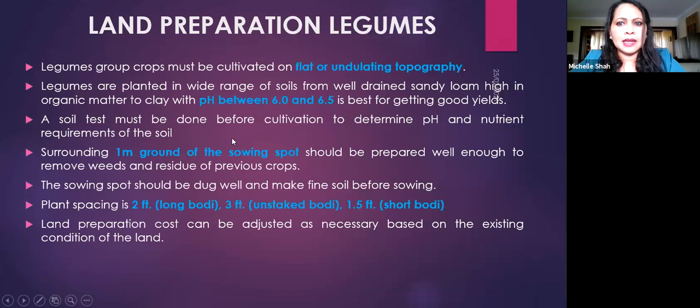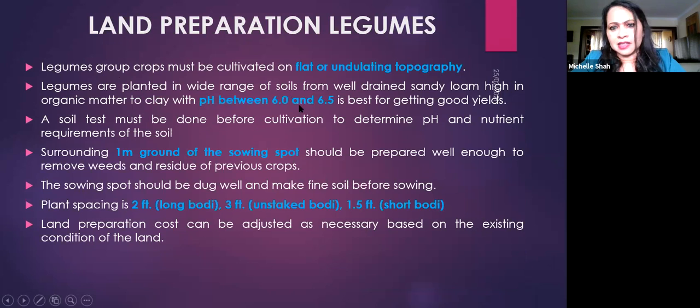Land preparation. If you have to grow them on larger land areas, they should be flat or undulating topography. And the legumes are planted in a wide range of soils from well-drained sandy loam, high in organic matter, to clay with pH of 6 to 6.5.